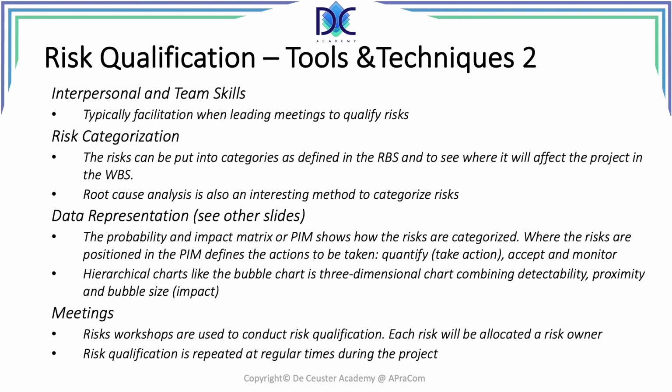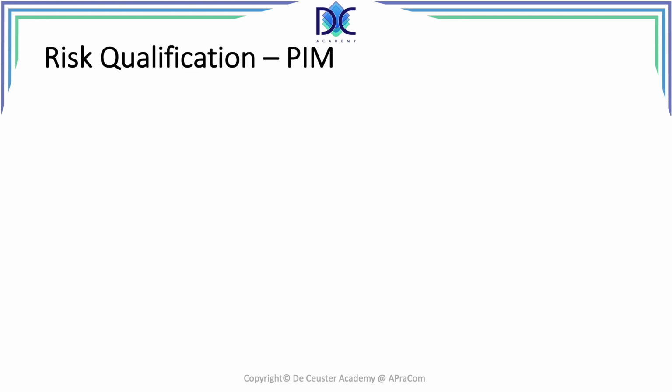We also have the interpersonal and team skills. We look at the risk categorization. We can see what are the elements defined in the RBS. We look at data representation ways. There are different ways we can present the data. And of course, we have meetings like always.